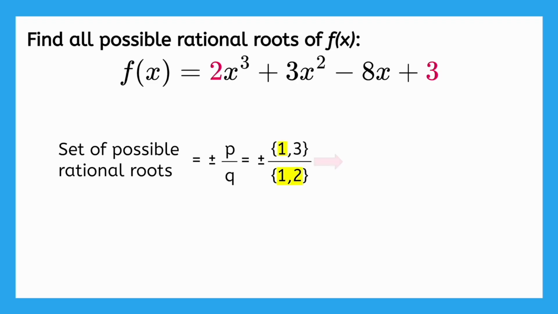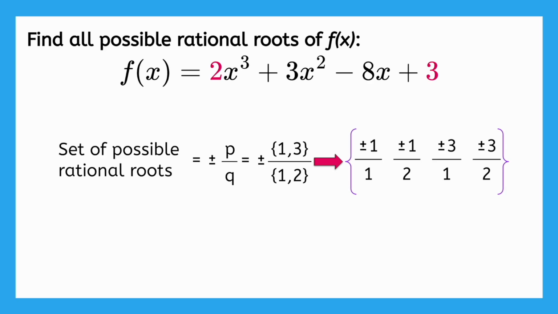Starting with the 1 in the numerator, we have plus or minus 1 over 1 and 1 over 2. Now go to the 3 in the numerator. That gives us plus or minus 3 over 1 and 3 over 2. Rational root theorem tells us that if f of x has any rational roots at all, they will be found among these 8 values. That's a much smaller set of possibilities than we had a few minutes ago.